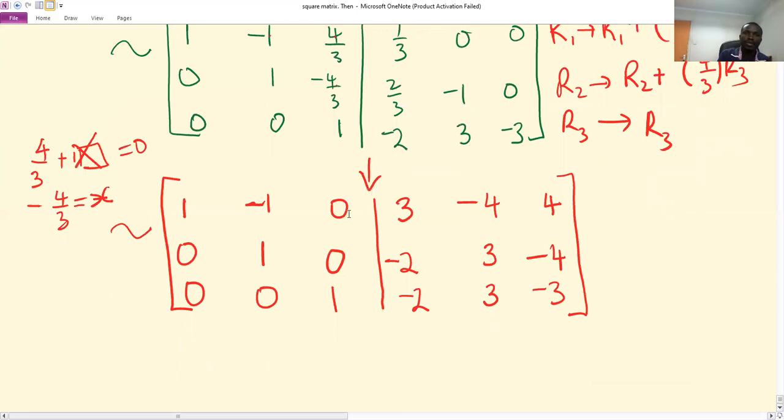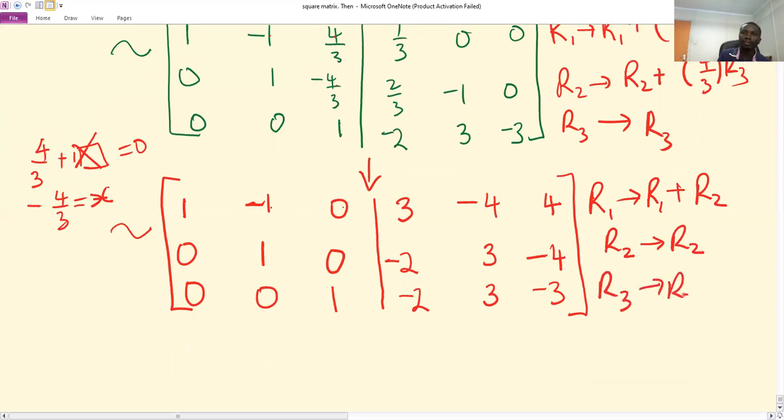Now remember, this isn't in correct order. This should be 0, this should be 0. So the only problem is with this element here, but it can always be corrected by simply saying this negative 1 plus 1 gets 0 here. So I say row 1 to be row 1 plus row 2, and then row 2 is in the correct form. Row 3 is in the correct form.